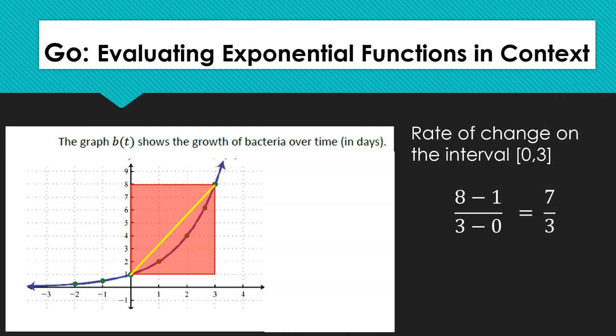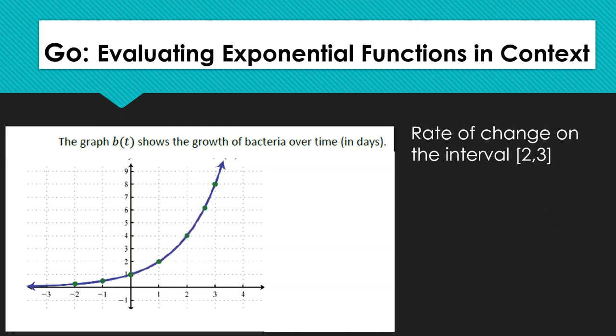Let's look at one more problem. Here we're being asked to find the rate of change on the interval 2, 3. Remember that the interval is represented on the x-axis, and the brackets mean that the values of 2 and 3 are included in the data set.